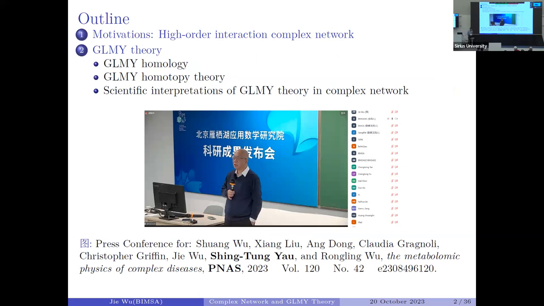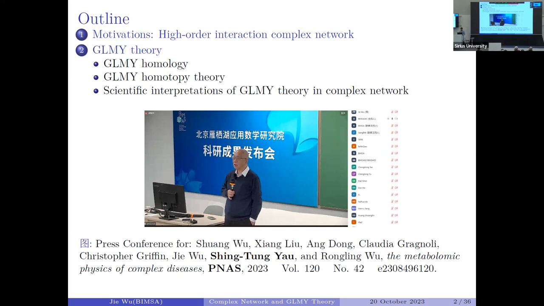And one goal is to use this theory for a practical application. So this is just a press conference for an article that just appeared now in PNAS. And this is the mathematical method exactly called the GLMY homology. So in some sense, we're happy to see that there are some successful applications of topological approaches in medicine.